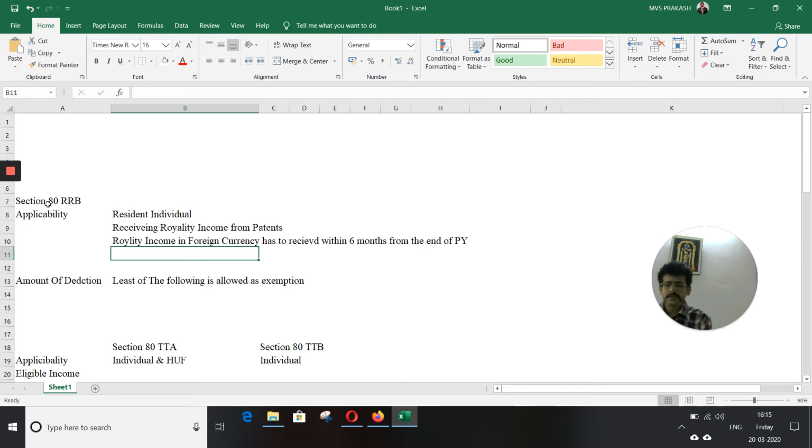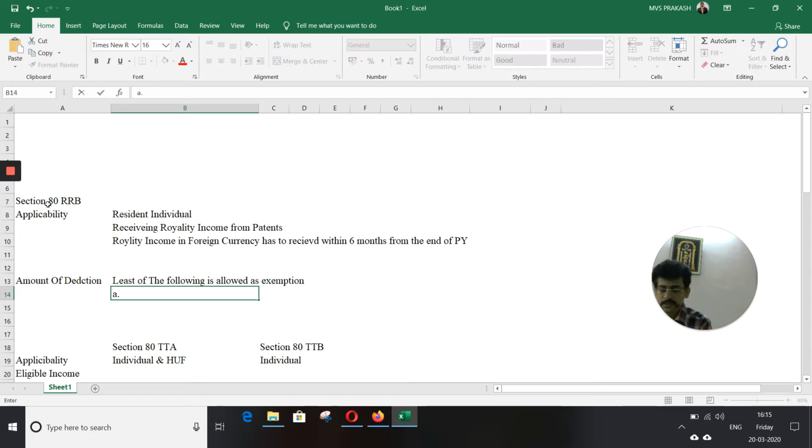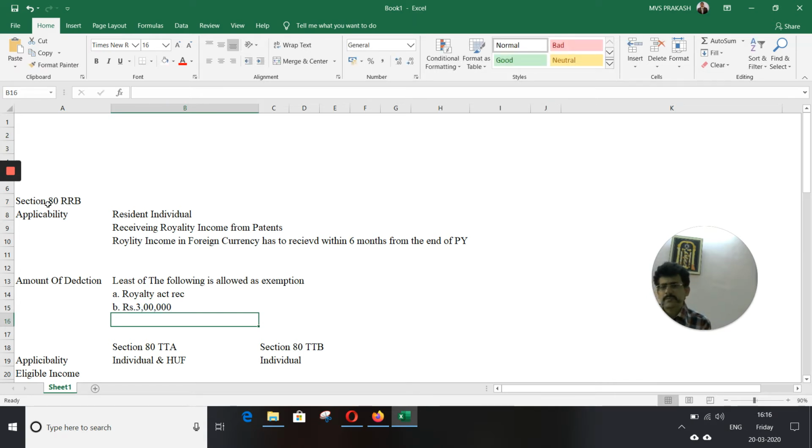Now, what is the amount of deduction which is allowed? Please write the following. The royalty amount actually received, or rupees 3 lakhs, whichever is least. Same as 80 QQB, the amount of deduction remains the same. Royalty amount received or rupees 3 lakhs, whichever is least, is allowed as deduction under 80 RRB. That's it. That is section 80 RRB.